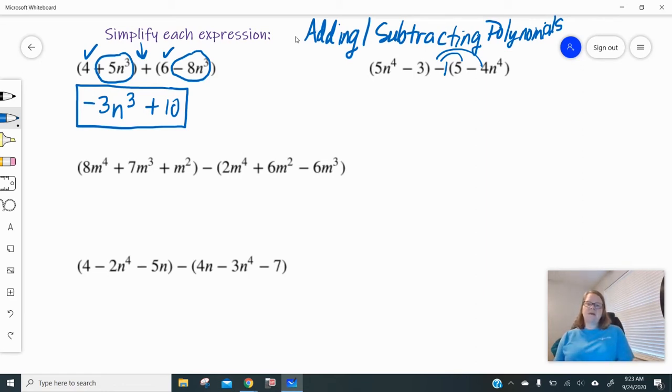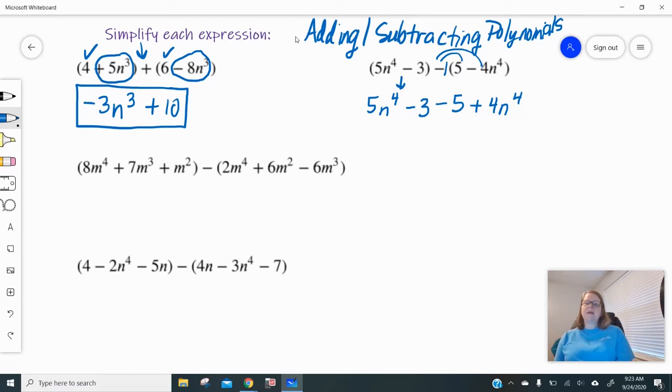So here we don't have anything in front, so it's just 5n to the 4th minus 3. I'm just bringing it down. And here we're going to multiply by that -1. -1 times 5 is -5. -1 times -4 is +4 n to the fourth. Okay. Now we've dealt with the parentheses, so we don't have to keep writing them. At this point, the parentheses are not needed. They're not there, so don't write them. Don't keep bringing them down.